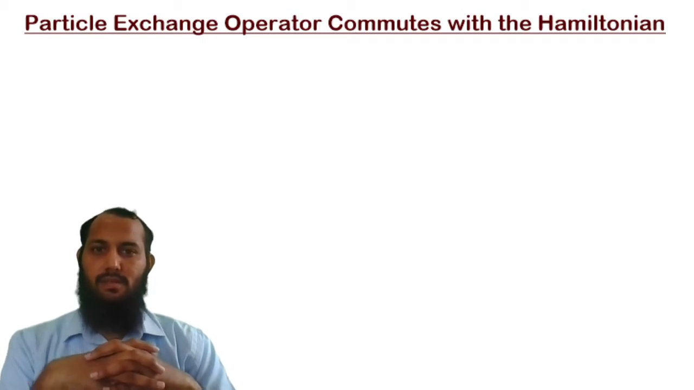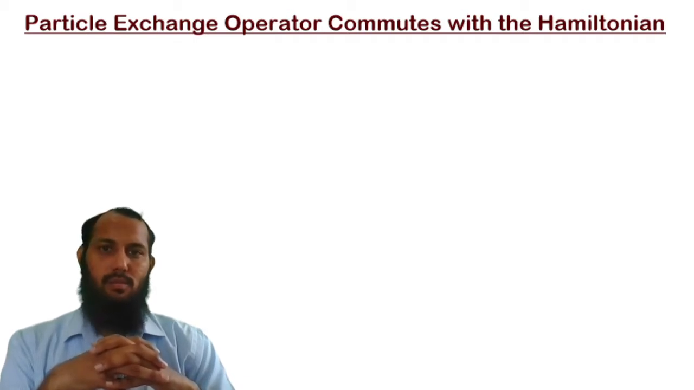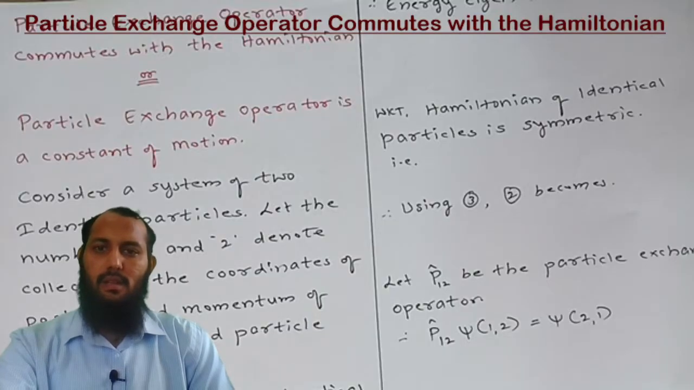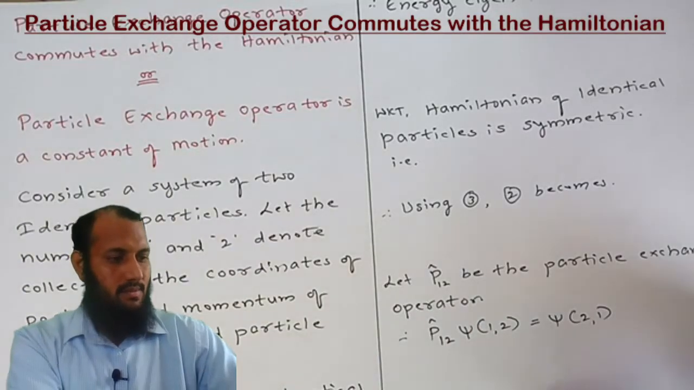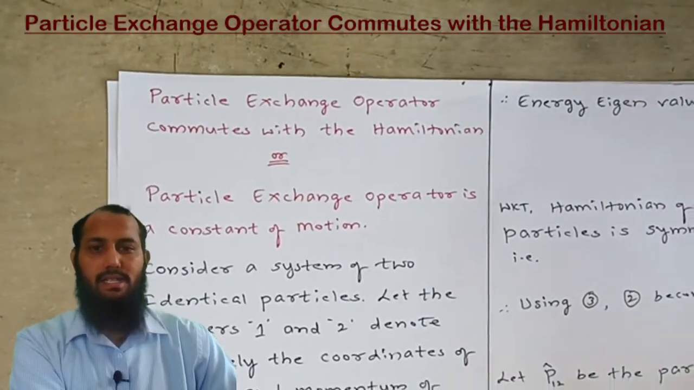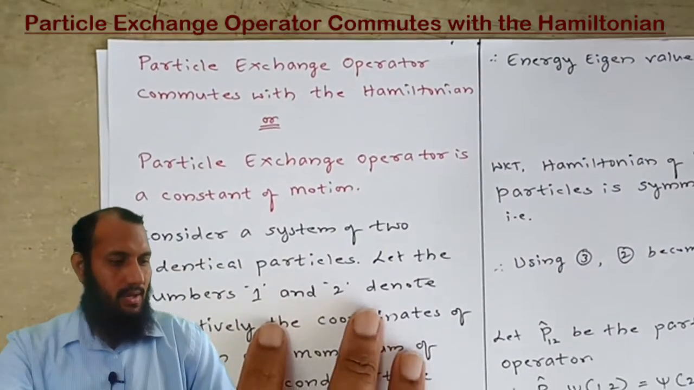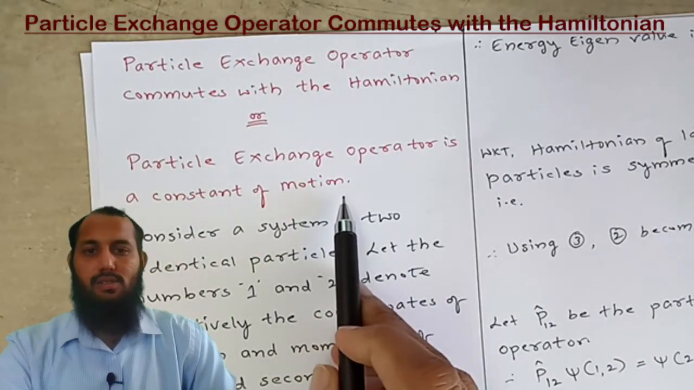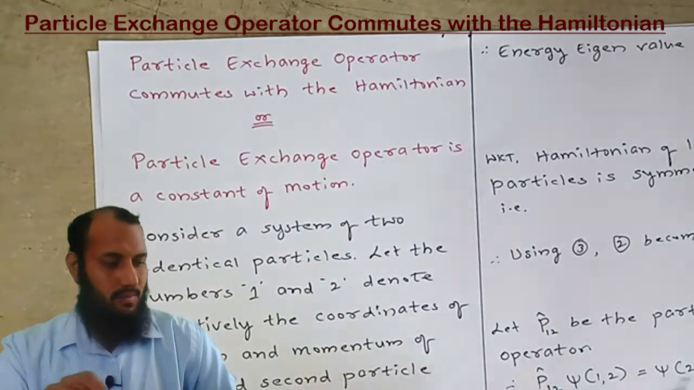In the previous lecture, we have seen the basic definition of the particle exchange operator. In this lecture, we are going to see one of the properties of the particle exchange operator, that is, the particle exchange operator commutes with the Hamiltonian. So let us prove this property. That is, the particle exchange operator commutes with the Hamiltonian, or the particle exchange operator is a constant of motion. So this is what we are going to prove.